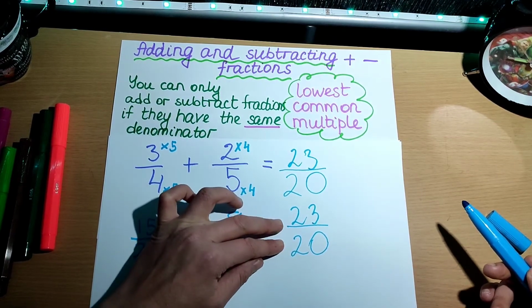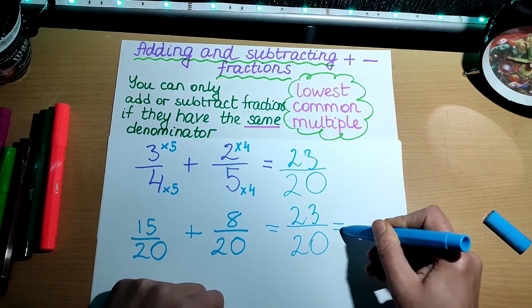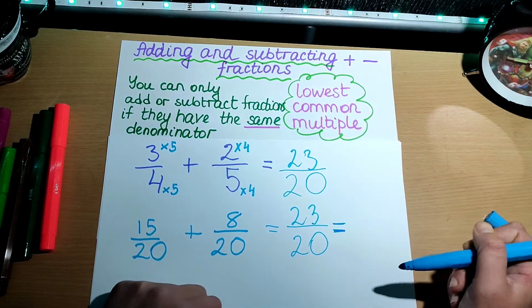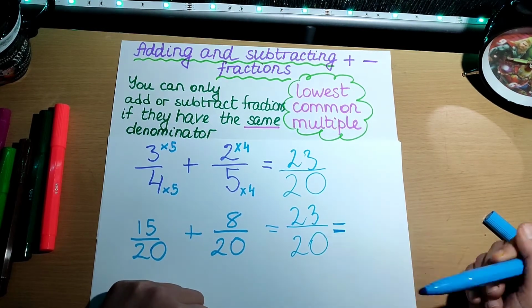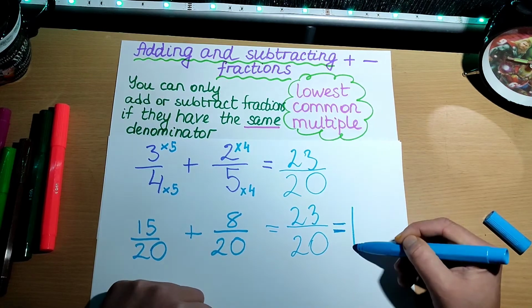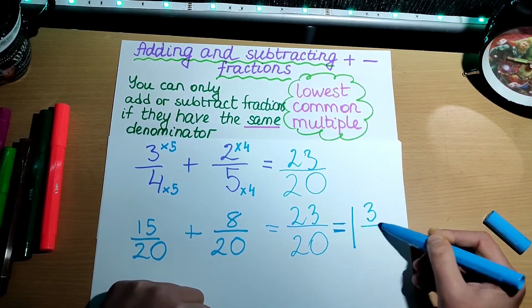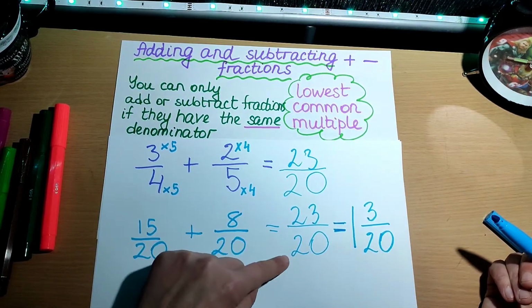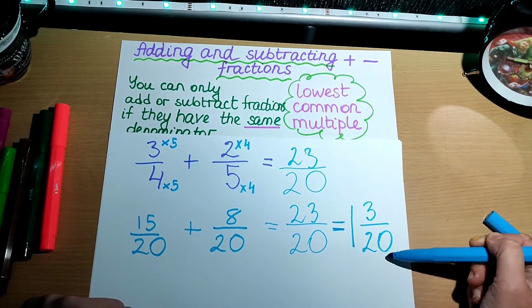This is an improper fraction. Let's turn this improper fraction into a mixed number. We learned that before. I've got a video about it. So how many 20s can you fit in 23? 1. And what's left over? 3. And the denominator stays the same. So 23/20 is the same as 1 and 3/20.